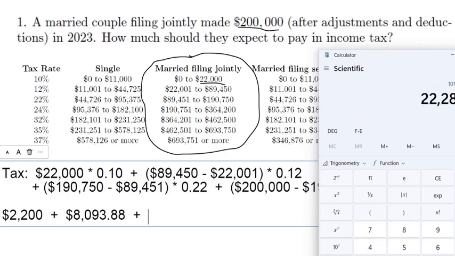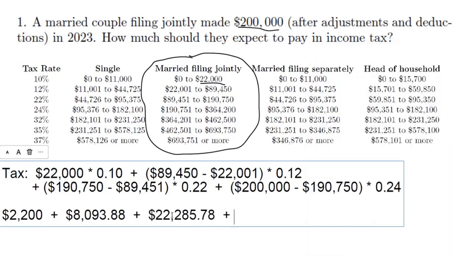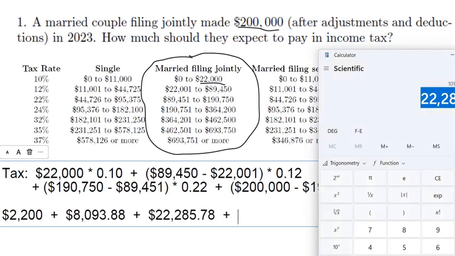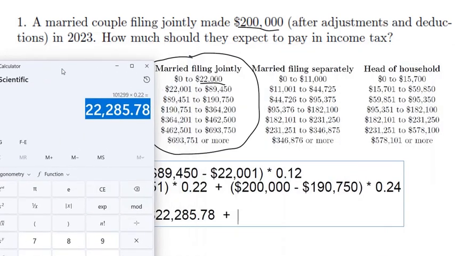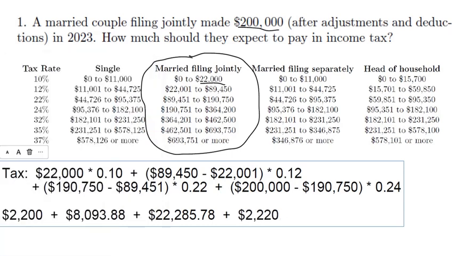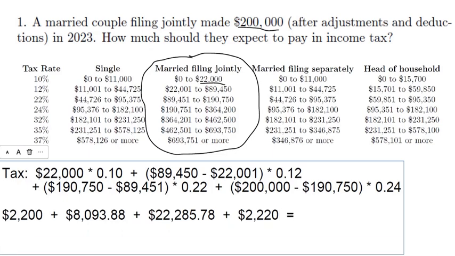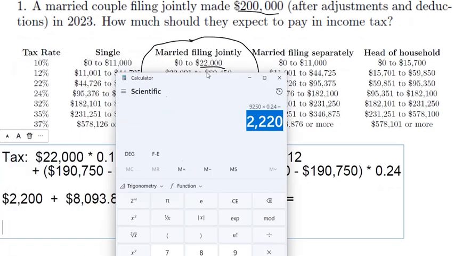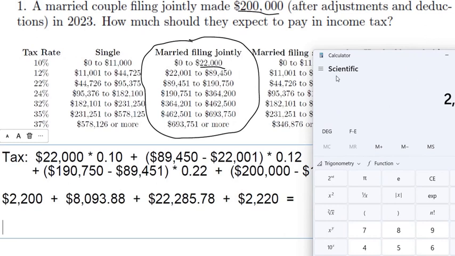And then subtracting these two, that's 190,750 subtracted by 89,451. Tax that at the 22% rate, so that's $22,285.78. And then the final part, after all their deductions and things like that, 200,000 subtracted by 190,750. Hit enter, times 0.24. And so this calculates how much tax they pay for the year. As a coincidence, the first and the last numbers there are almost the same.